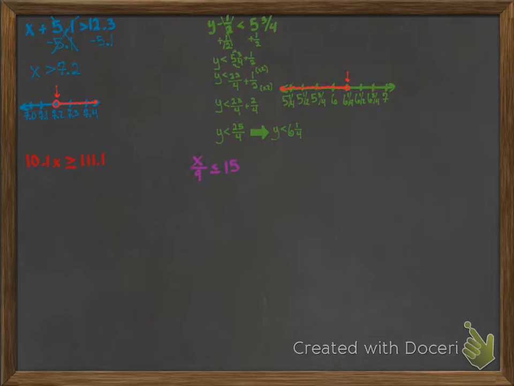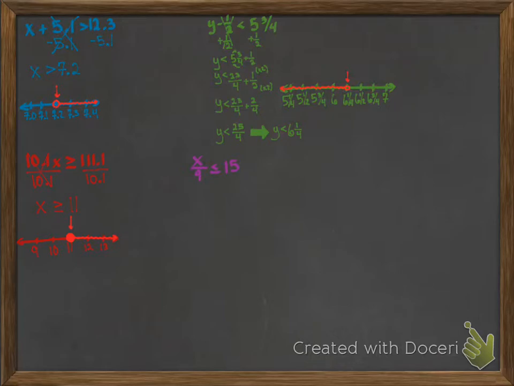10.1 times x is greater than or equal to 111.1. You're going to divide both sides by 10.1. The 10.1's cancel on the left, so you get x is greater than or equal to 11. So make your number line, identify 11. It's greater than or equal to, so we're going to do that circle, but we are going to go ahead and fill it in because 11 is an option for us. 11 could be an answer. And then we shade to the right because x is greater than or equal to 11.